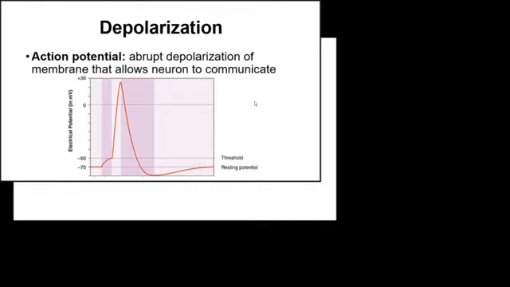And so our red line is showing what the electrical potential is at any given time. Our x-axis isn't labeled, but that's just generic time. So our action potential is an abrupt depolarization of the membrane that's going to allow the neuron to communicate. It's that abrupt shift in the electrical potential, that firing, that then propagates along the length of the neuron and allows us to send that signal to the next neuron in the chain or to the muscle that we're trying to trigger or whatever is next in that place.